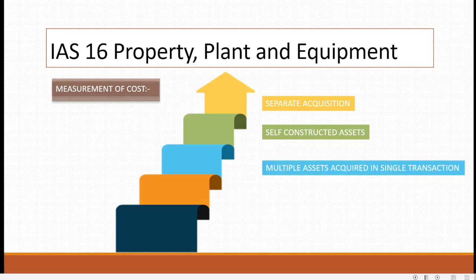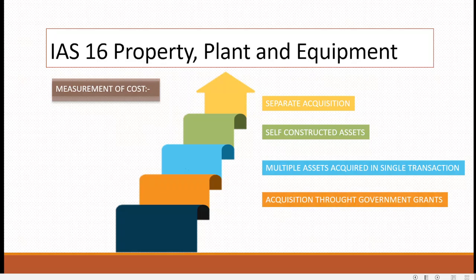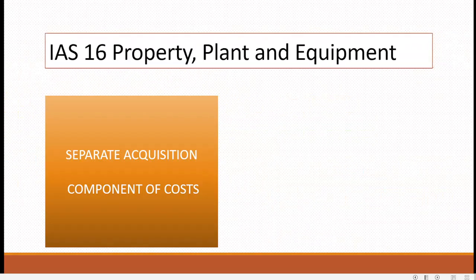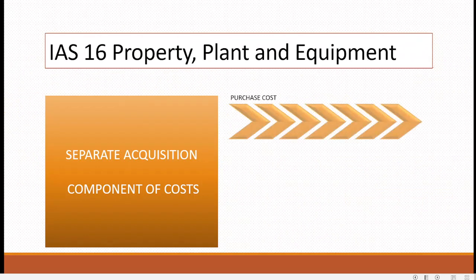So how are we going to treat that? The other scenarios are: if multiple assets are acquired at one single time, if acquisition is through government grants, and if there is an exchange of assets. We are going to discuss these five different scenarios for cost measurement. Separate acquisition cost is simple.